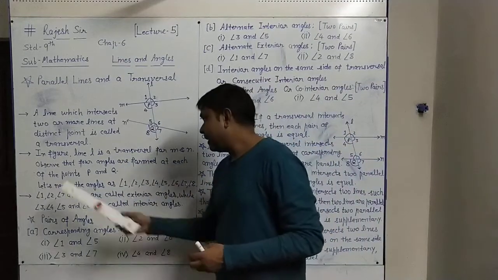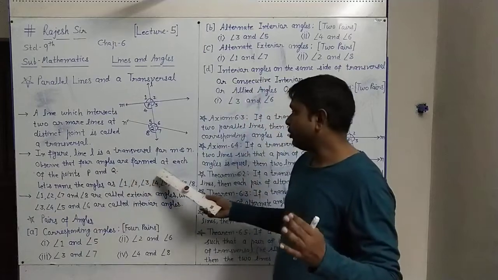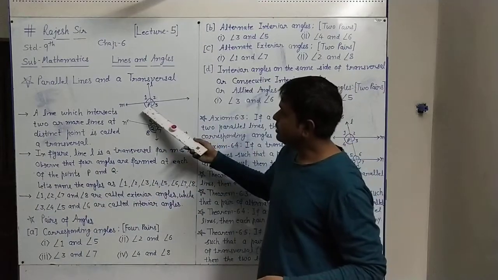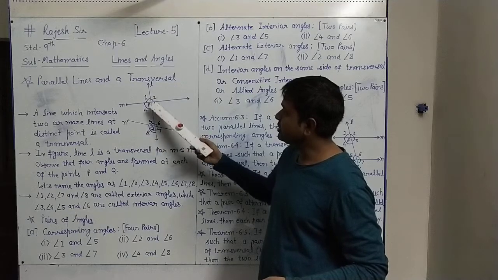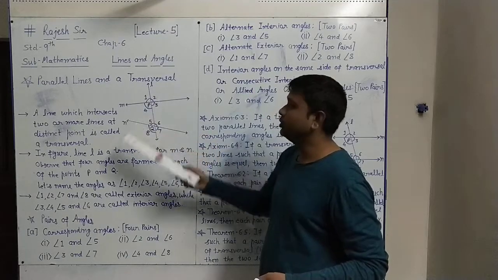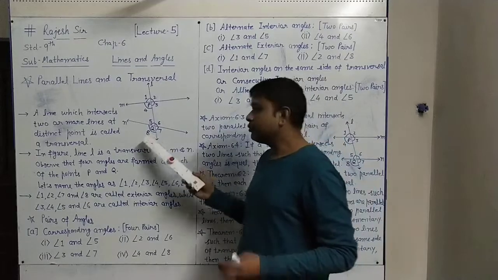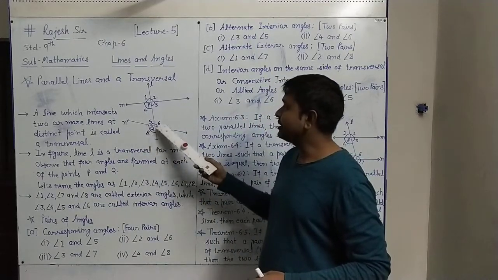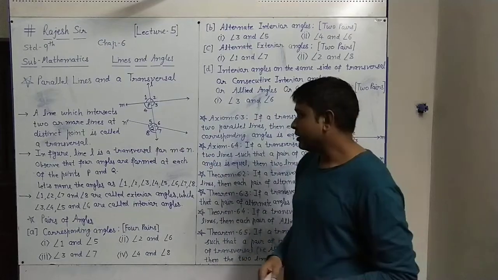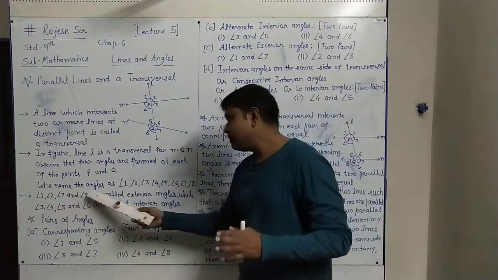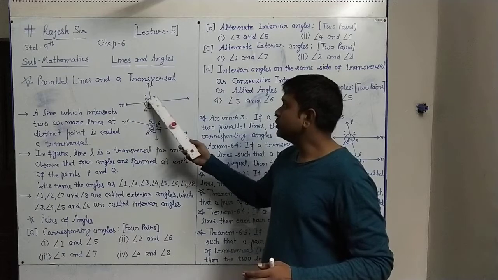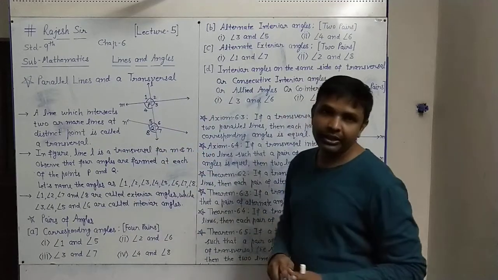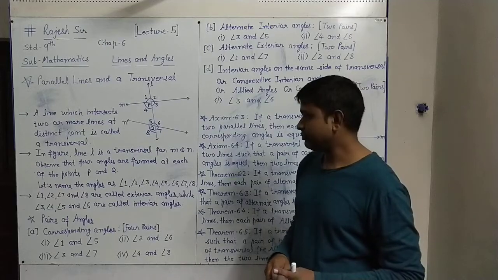Here we observe that four angles are formed at each of the points P and Q. At point P, four angles are made: 1, 2, 3, 4. At Q also four angles are made: 5, 6, 7, 8. The names are given here. Let's name the angles as 1, 2, 3, 4, 5, 6, 7, 8. All the names are given.